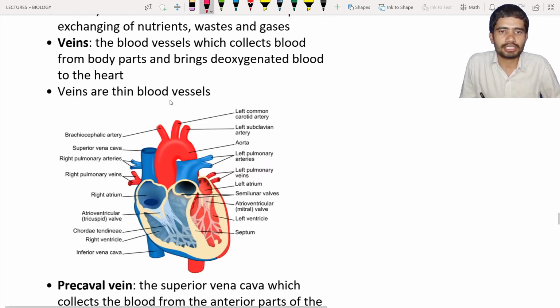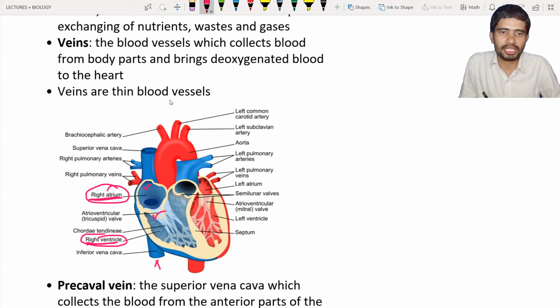Next, here you can see the right atrium and the right ventricle. First of all, you have to remember that the right atrium and right ventricle are both involved in the transportation of deoxygenated blood, and we have differentiated these two chambers in blue color. The blue color refers to the deoxygenated blood.